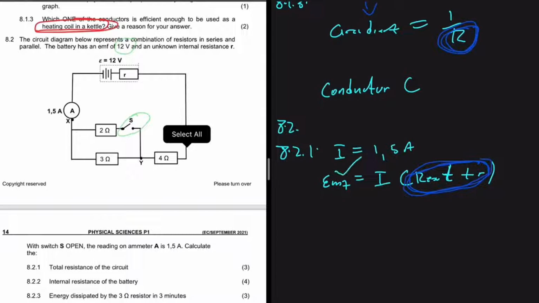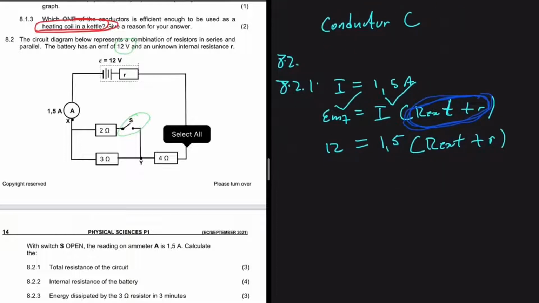We have the EMF, it is given to us, and then we have the current. It should be obvious what we're gonna do now. So we're going to have 12 equals the current 1.5 multiplied by R external plus internal resistance. So we divide both sides by 1.5, so we get R external plus internal resistance equals 12 divided by 1.5, which equals 8 ohms. So R external plus the internal resistance equals 8 ohms, and that's the total resistance of our circuit.